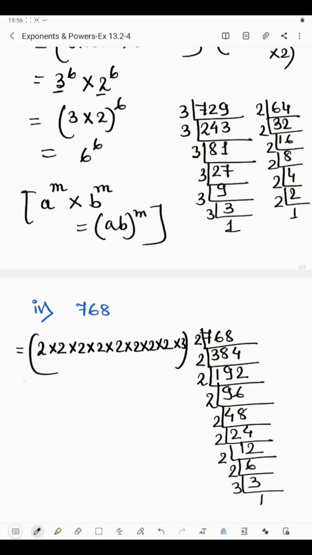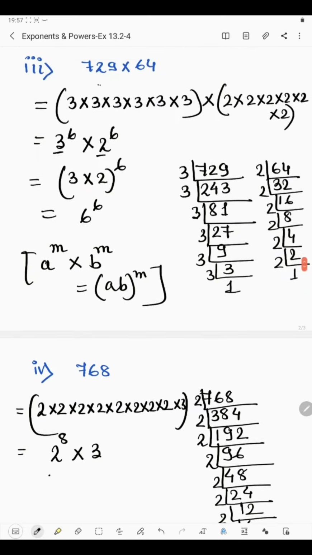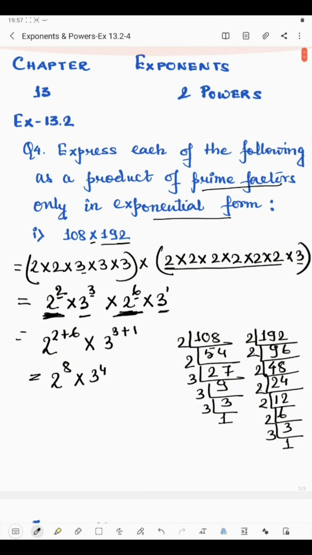Now we will have to write in exponential form. As 2 is multiplied 8 times, the power of 2 will be 8. Now there is only 1 3. So it will be 2 raised to the power 8 multiplied by 3. So here are the prime factors in exponential form. Okay, so this was all about question number 4. Thank you students.